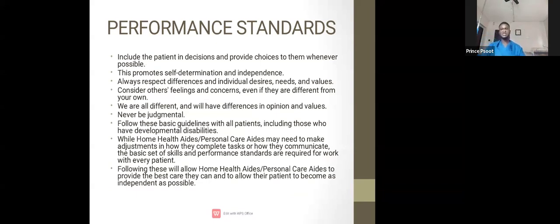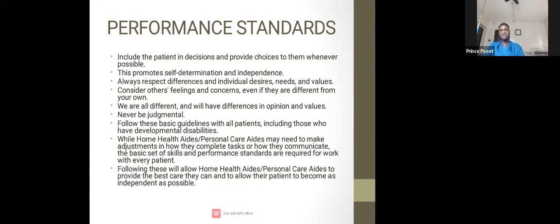Then you include the patients in decisions and provide choices to them whenever possible. Now, this promotes self-determination and independence. Always respect differences and individual desires, their needs and values, as everyone comes from a different family, different background, different ethnic groups, different language in general. So we have to consider the differences in our desires and the values. We all have differences in opinion and values. So we should never be judgmental about any patient.